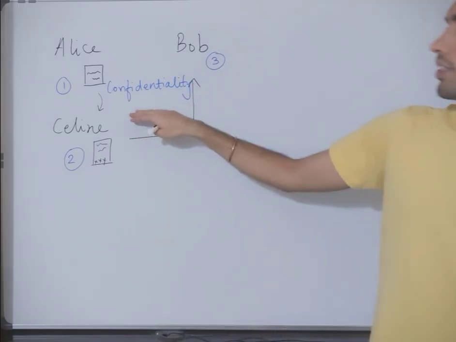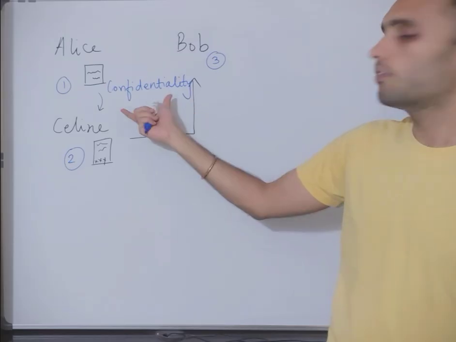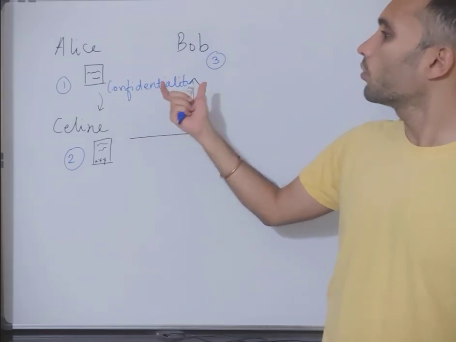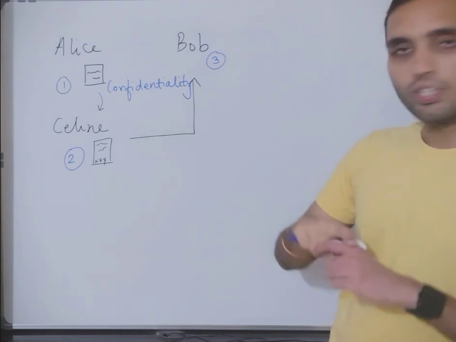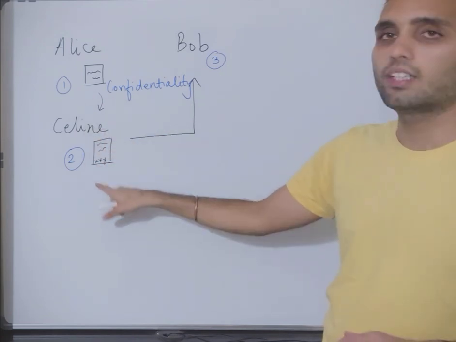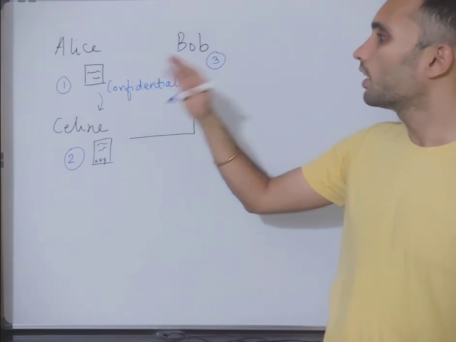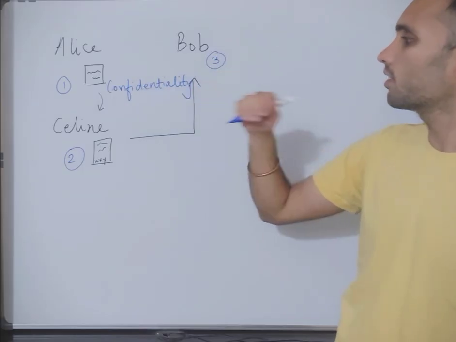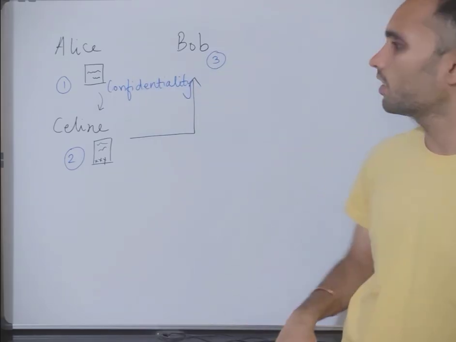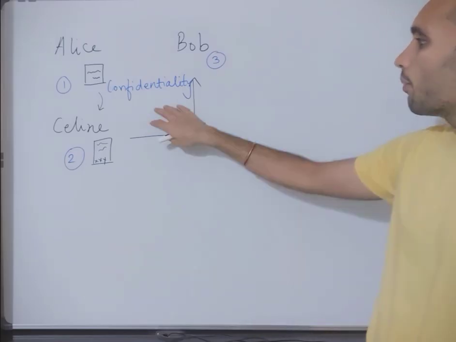Okay, so now this term, you might have heard of this before. The term itself has the word confidence in it, right? So what it means is, we are confident that the communication channel, in this case Celine, is trustworthy. So Alice is sure that whatever information she wants to share is safe, is in safe hands, and it won't be read or misused. So that is about confidentiality.